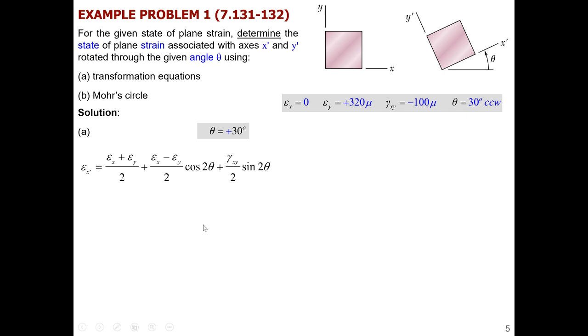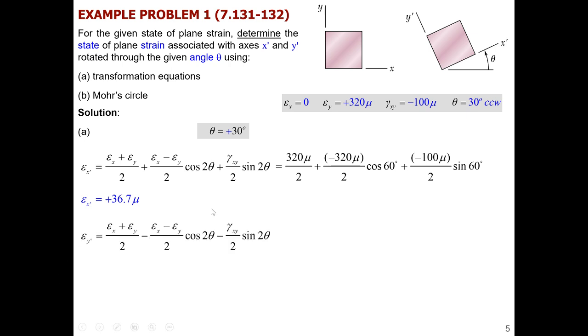So now we can just substitute. Epsilon x is 0, epsilon y is given as positive, so it will appear here, here, and here we still have the minus. We'll divide it by 2, so we will have 160 here and here. Okay, and our gamma here will be minus 50 microstrain because we divided by 2. Putting all these numbers together, we obtain a positive, not very significant, but positive normal strain in x prime direction. So now, next let's deal with epsilon y prime.